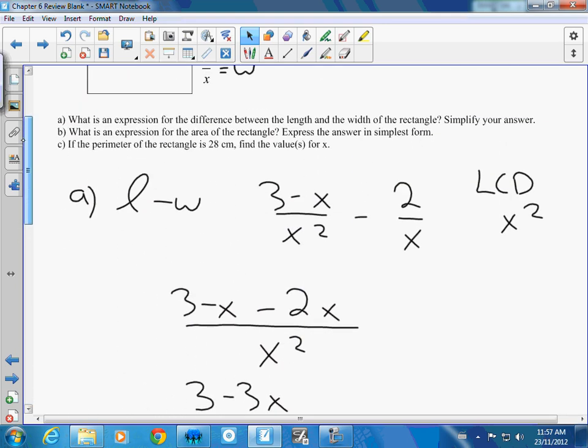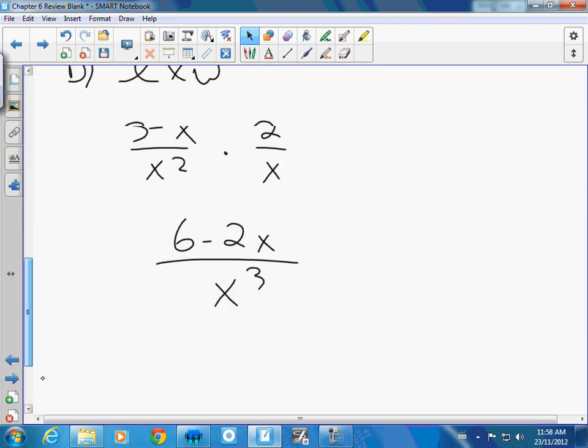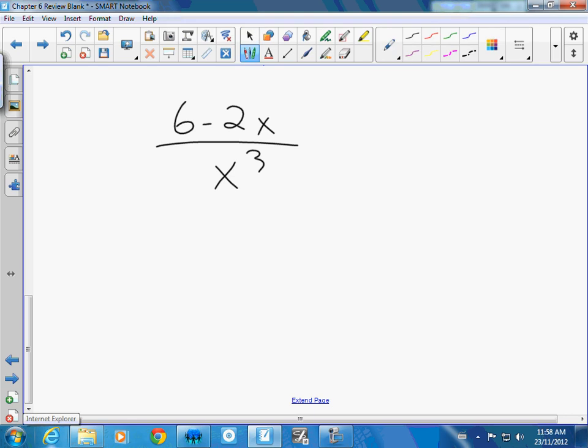C. If the perimeter of the rectangle is 28, find any value or values of x. Okay. How does that confuse you? There are 2 possible ways to look at this question. What? No. You have to think what perimeter is.